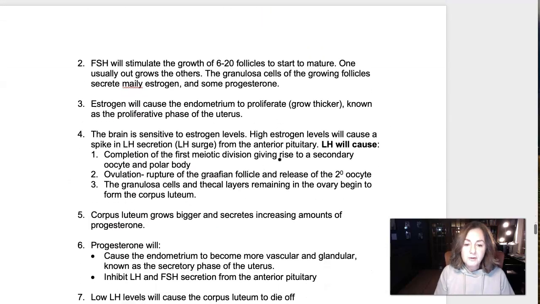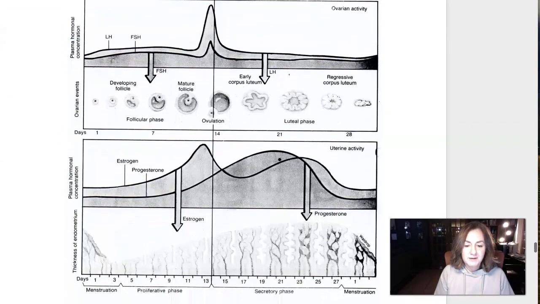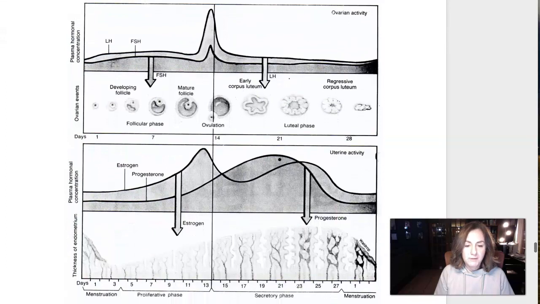So let's take a look at the chart that I gave you at the end of the notes. Let's mark this up together. This is a chart of the menstrual cycle, and you can see it's complicated because there are many different things going on, and those things are changing over time. It is a cycle though, so it is a predictable sequence of events.